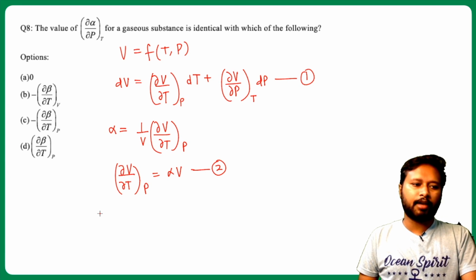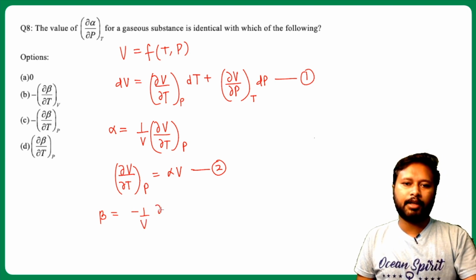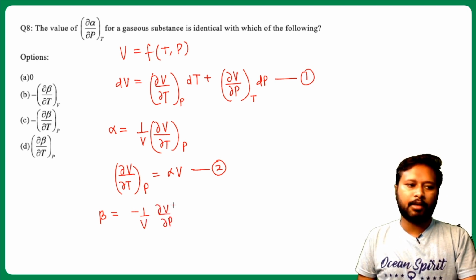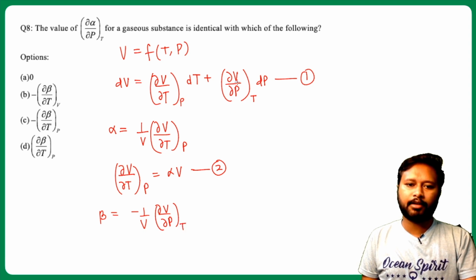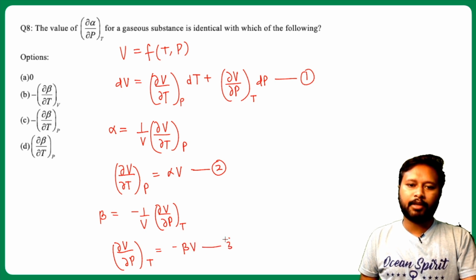Similarly, I also have an equation for beta, and beta is equal to minus 1 upon V into del V by del P at constant T. So that will give me this factor. Or I can say del V by del P at constant T is equal to minus beta V. Okay, that's what I have. This is my equation number 3.